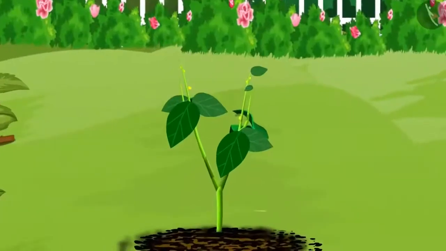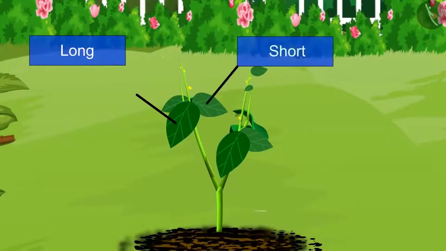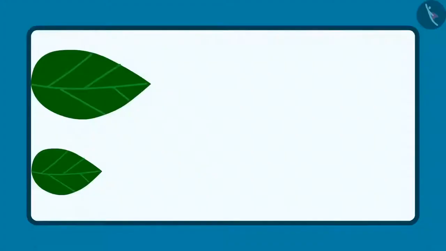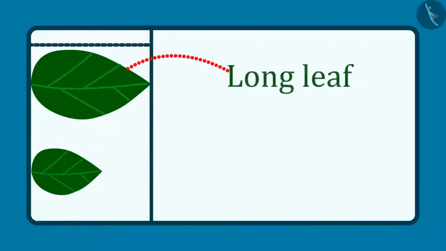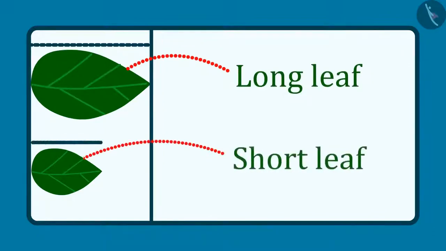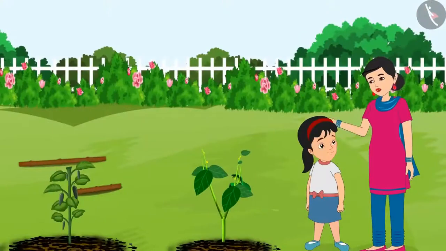Out of these two leaves, this leaf is long and this leaf is short. You see this? Yes, Mummy. This means that out of these two, this is the long leaf and this is the short leaf. Yes, Pinky, you're absolutely right.